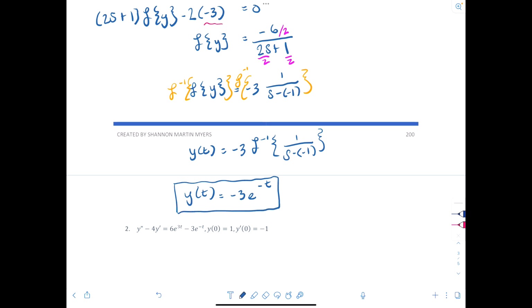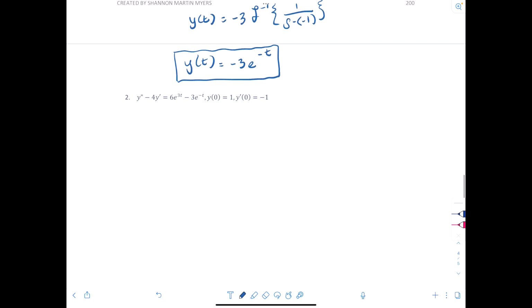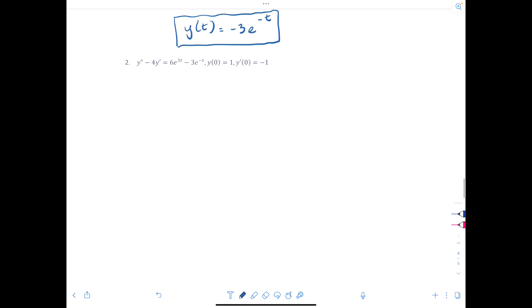Now this next one, I don't know how groovy you're going to find this one. There's a lot of algebra. In fact, so much so that I decided midway through that it would be ridiculous for you to do the partial fraction decomposition by hand. So I'm going to introduce you to a free one online.